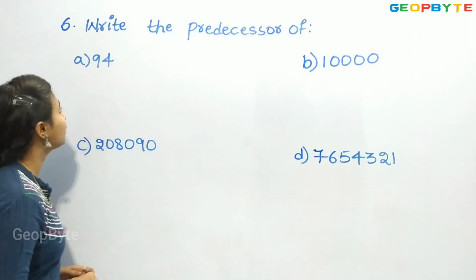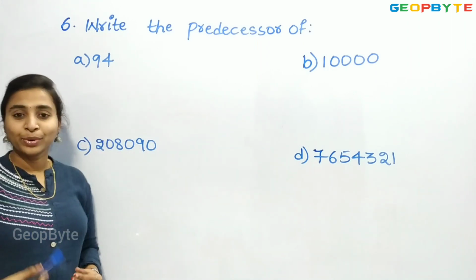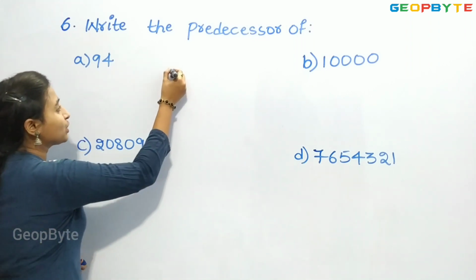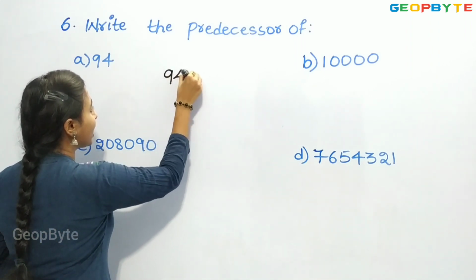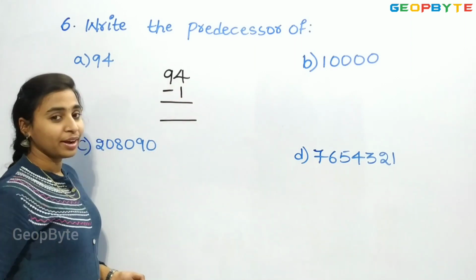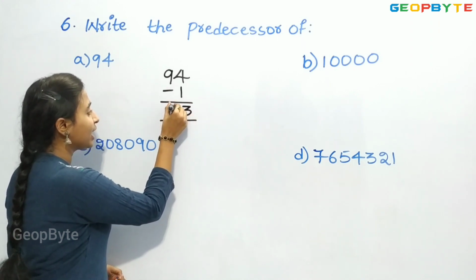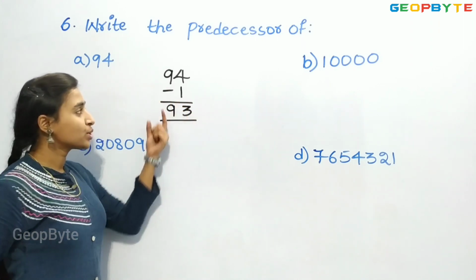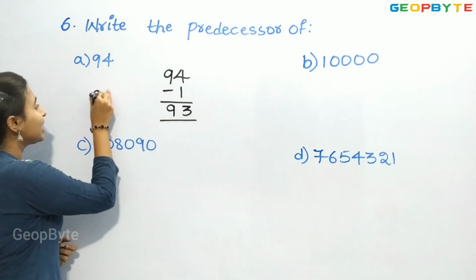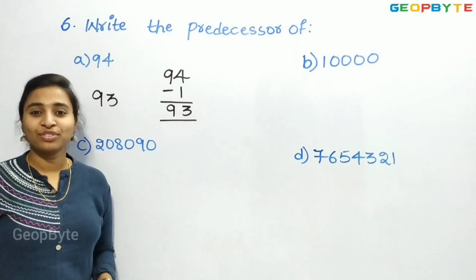So, let us see the first one. We have 94. So, the predecessor of 94 will be, we need to subtract 1. So, 94 minus 1. Now, 4 minus 1, 3. We have 9. Let us write 9. So, 94 minus 1 is 93. So, 93 will be the predecessor of 94.